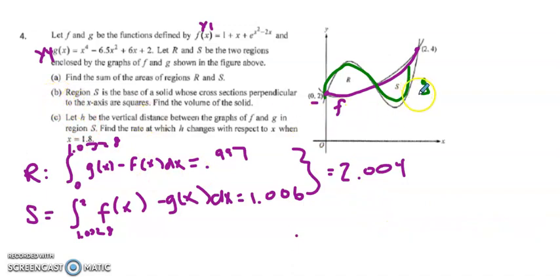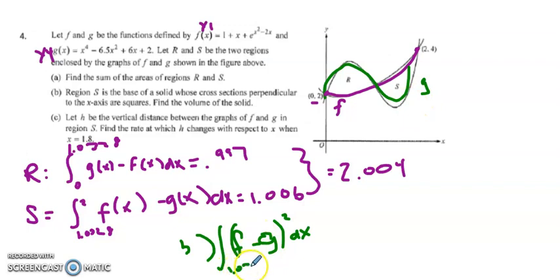Okay, part B says that the region S has cross sections perpendicular to the x-axis that are squares. So for B, what I need is top curve minus bottom curve, so it'll be f minus g. Since my cross sections are squares, I need to square f minus g, and I'm integrating from, this is section S here, so I integrate from 1.0328 up through 2. And sorry about my terrible handwriting. Let me see if I can fix that a little bit here. So I need 1.0328. Yeah, that's a bit better.